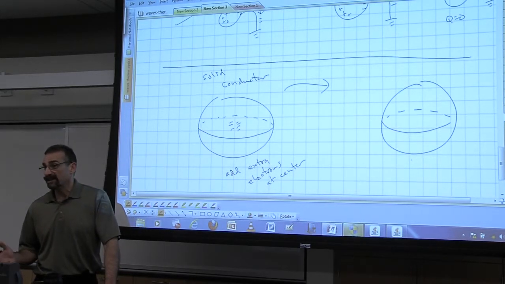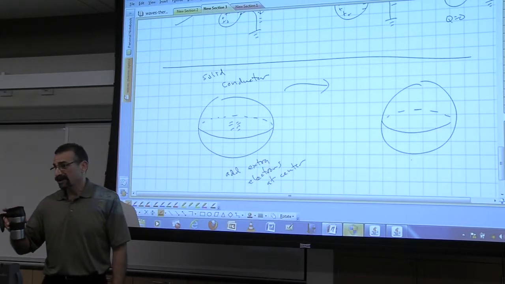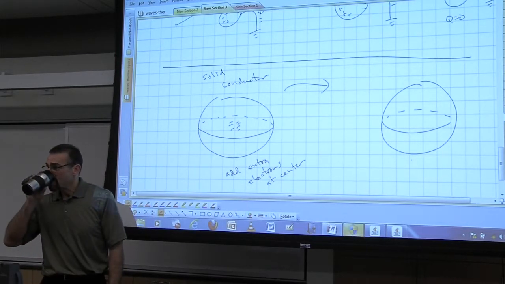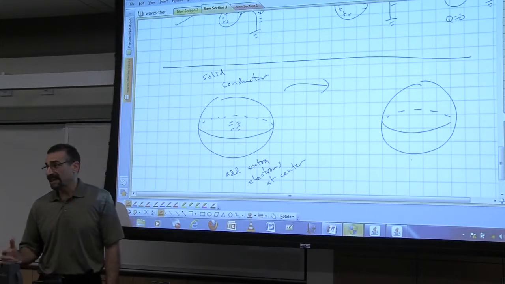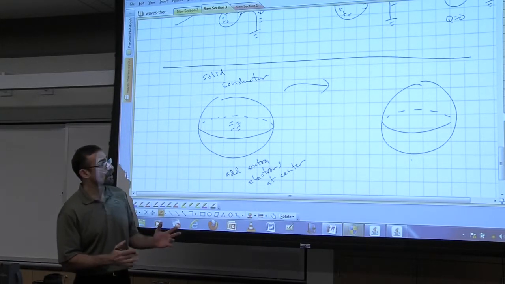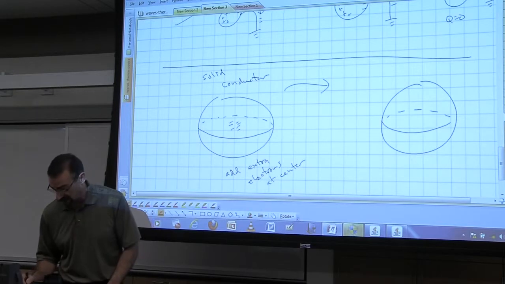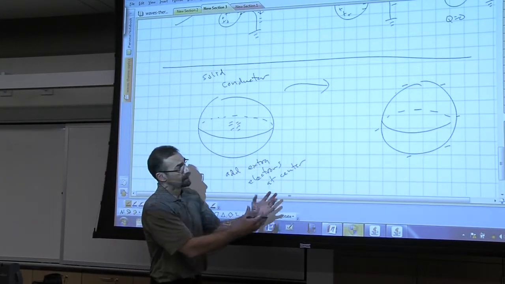What's the definition of a conductor? Charges are free to move, yeah. What happens to all those electrons? They're all the same charge. What do they do to each other? Repel each other. So they want to get as far away from each other as possible. So where do they end up? All over the outermost surface, evenly distributed over the outermost surface.